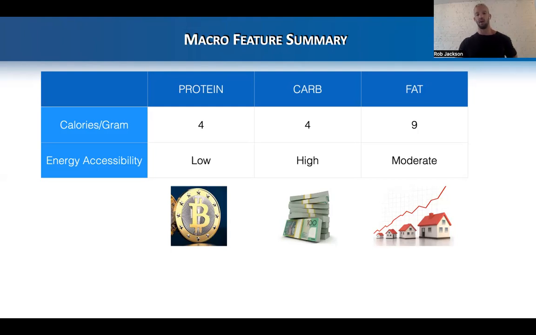And fat, somewhat in between, is almost like property. You might have a large amount of value sitting there, but in order to access it, it's probably a little bit more tricky. You might have to borrow against the value, or if you will, sell the house, which isn't an instant process.